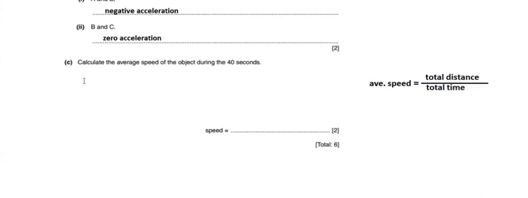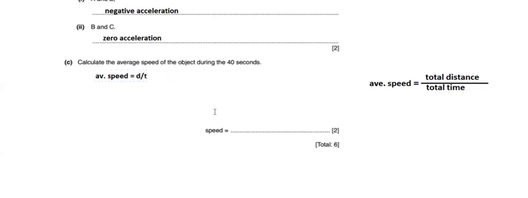Now the part C and the last part of the question is to calculate the average speed of the object during 40 seconds. And we know the average speed is total distance divided by total time. The speed is distance by time, but when we say the average speed, precisely it is total distance divided by total time. So here I can write down the first formula: the average speed is equal to distance divided by time.